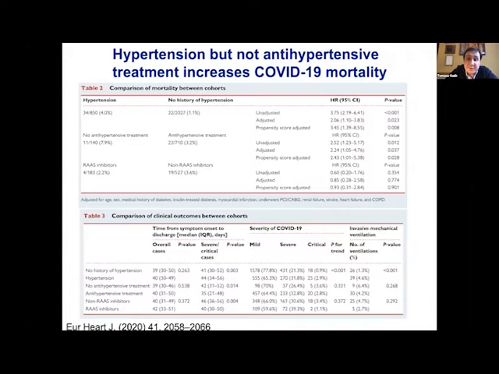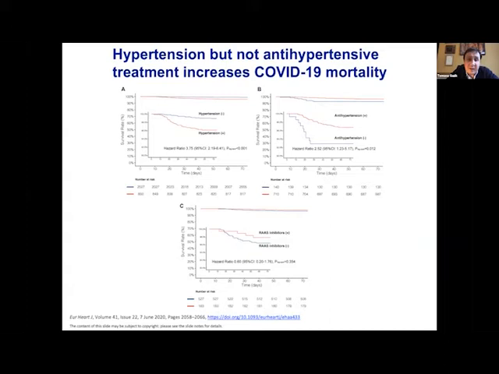That is quite convincing and is reflected by Kaplan-Meier curves showing survival rate in patients with and without hypertension, showing very clearly that hypertension is actually a risk factor in COVID-19 on a clinical level.